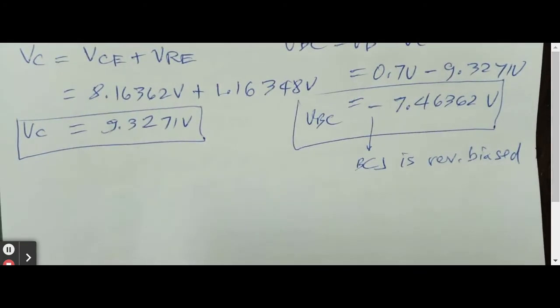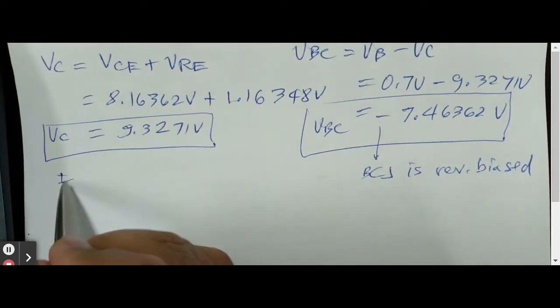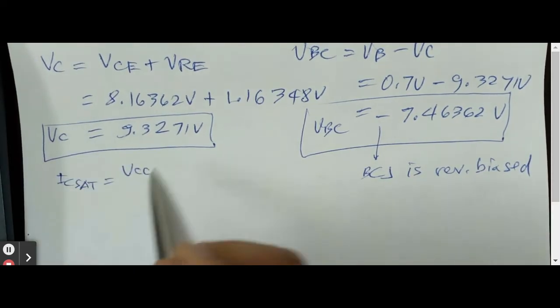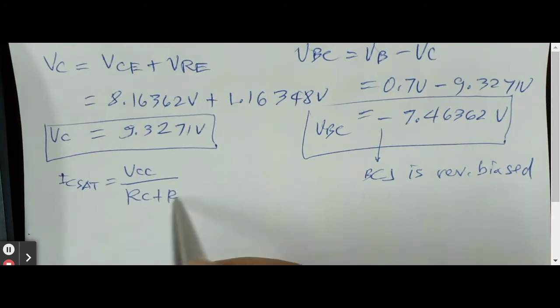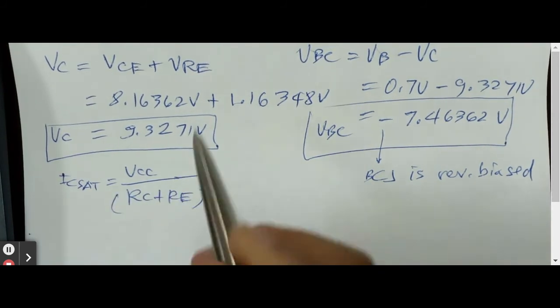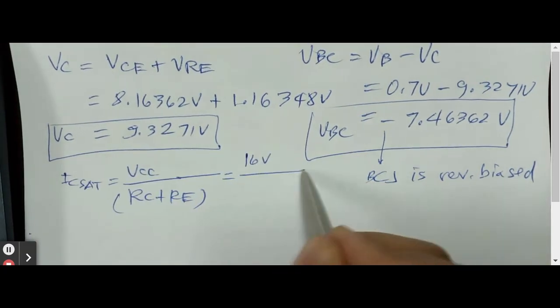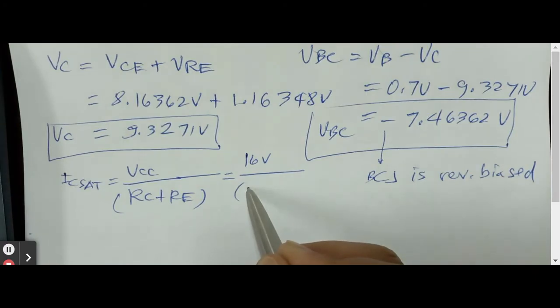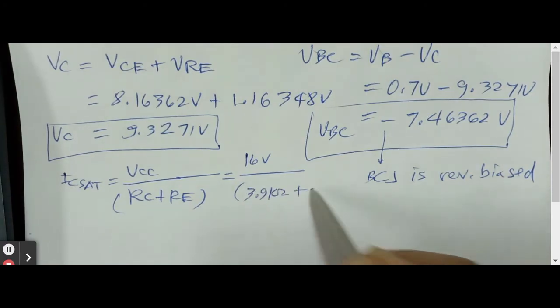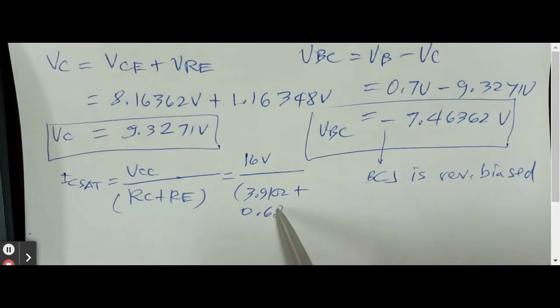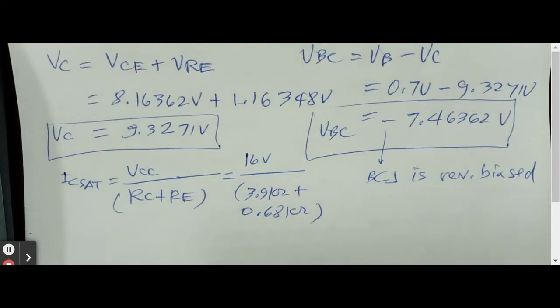Then after that, we will be calculating for the IC saturation, which is equal to VCC over RC plus RE. And then we will be getting here 16 volts divided by 3.9 kilo ohms plus the RE, which is 0.68 kilo ohms. So we will be getting the IC saturation equals 3.49 milliamperes.